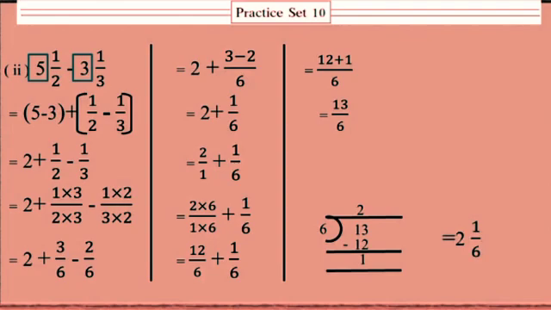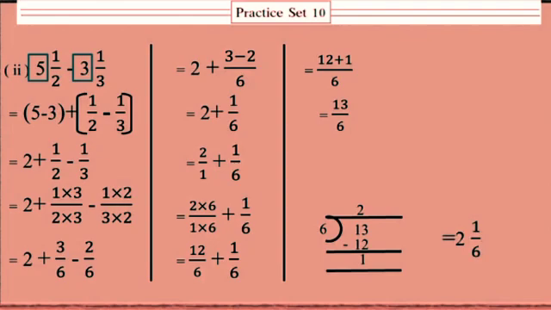Come on, let's see the second question. It is 5, 1 upon 2 minus 3, 1 upon 3. So let us take 5 and 3 because they are the whole numbers. 5 minus 3 plus 1 upon 2 minus 1 upon 3. Now the equation is 2 plus 1 upon 2 minus 1 upon 3.